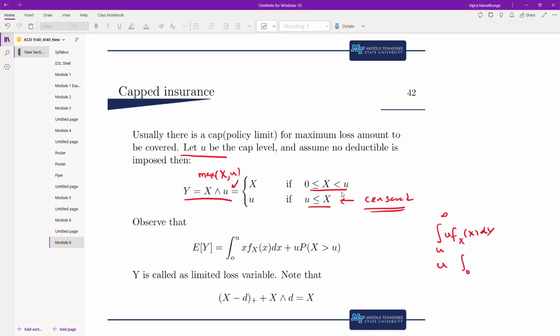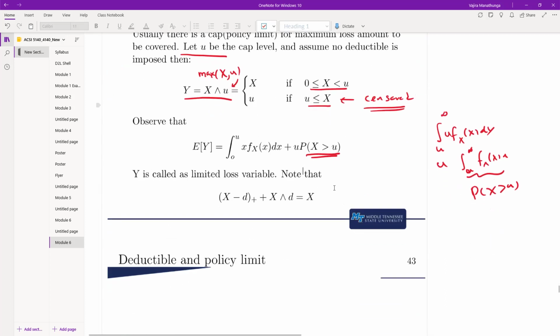You can take u out, and then the integral from u to infinity of f_X(x) dx is going to be the probability that x is more than u. So that's why this part is as it is. Basically, I'm breaking the integral from 0 to infinity into 0 to u plus u to infinity. Then simplify this integral. Y is called the limited loss variable because you have the maximum or cap at the upper level.